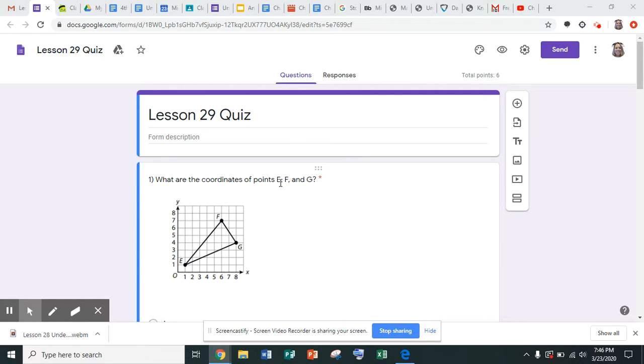So, you want to go in that order. You want to look at E first and figure out what the coordinates of that point are. Now, remember, you go over first and then up. So, you do the x-axis, then the y-axis. And you want to find point E, then point F, and then point G.